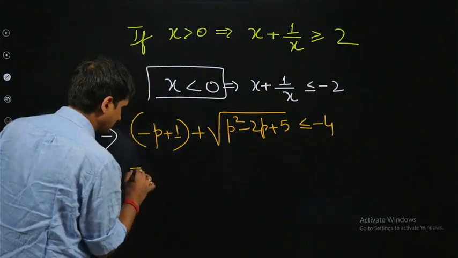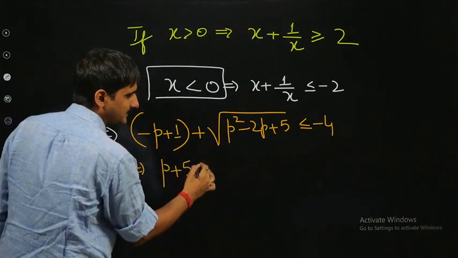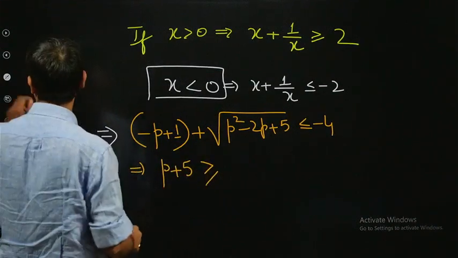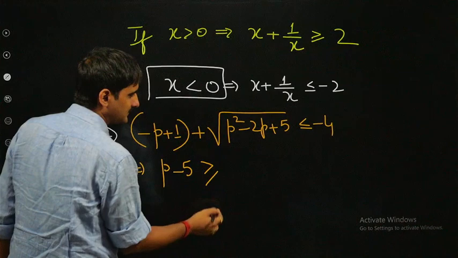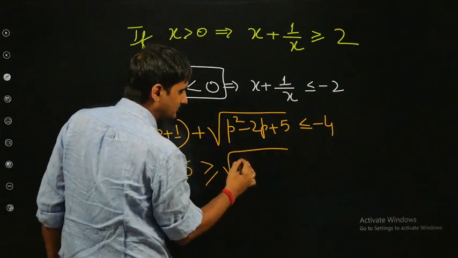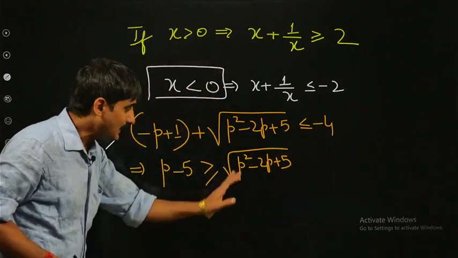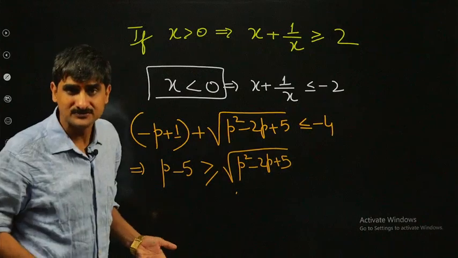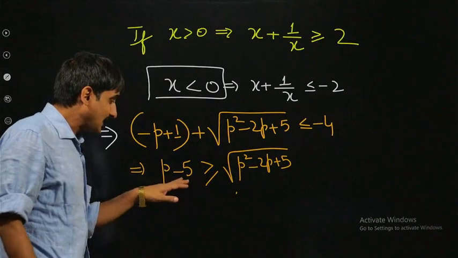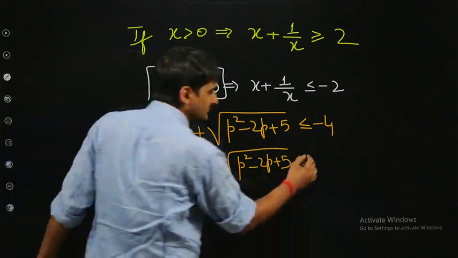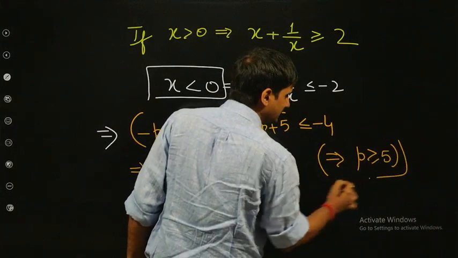So let's solve it. I will take it that side, so p minus 5 is greater than or equal to under root of p square minus 2p plus 5. Now RHS is always positive. Why? Because it's a square root. Square root can neither take nor give a negative value. And since LHS is greater than RHS, doesn't that mean p should be greater than or equal to 5? I think I'm clear here, bachcho.